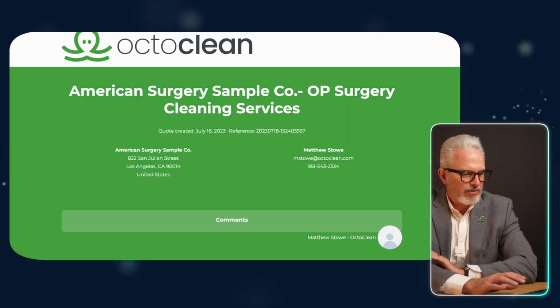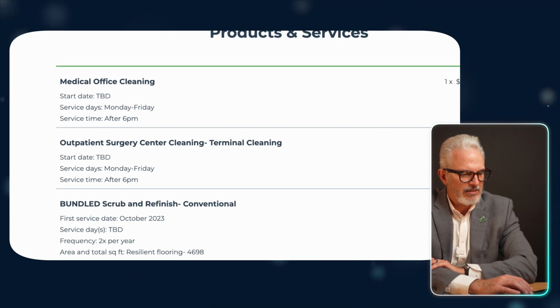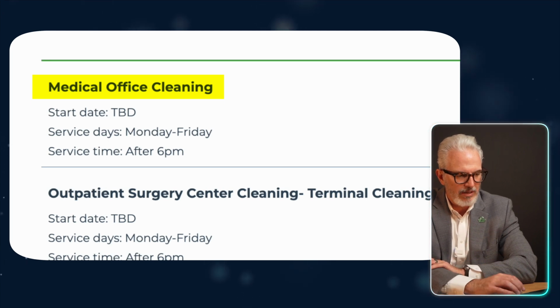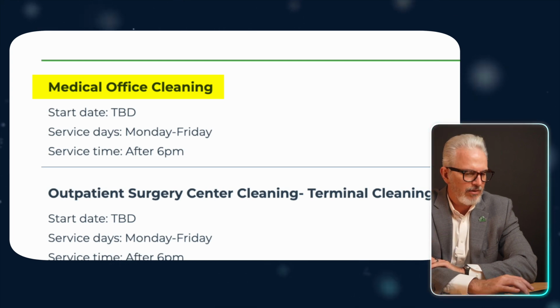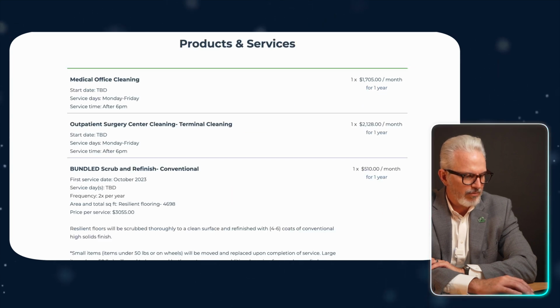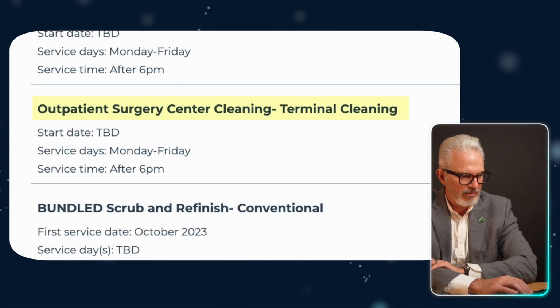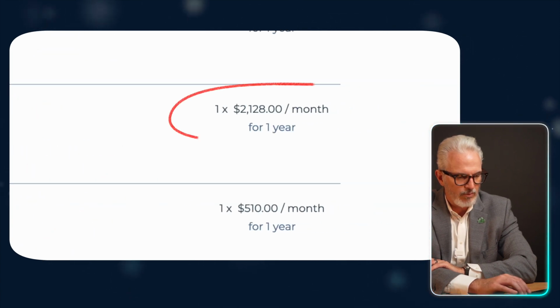So on this proposal example, what you can see is that we've added a line item that states medical office cleaning. Medical office cleaning, when we present it, means all of the areas outside of the outpatient surgery center terminal cleaning, or the ORs. So in this example, you have a medical office cleaning number of $1,705 that is performed Monday through Friday after they close. The outpatient surgery center cleaning, that is the terminal cleaning, is going to have a number of $2,128.